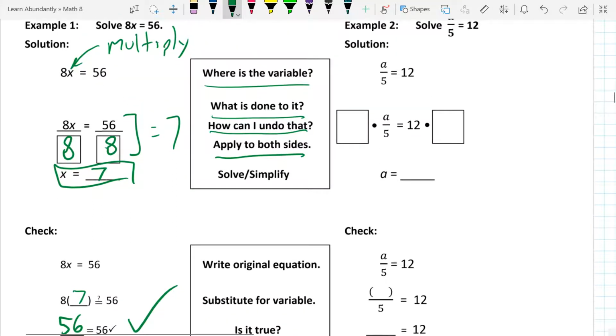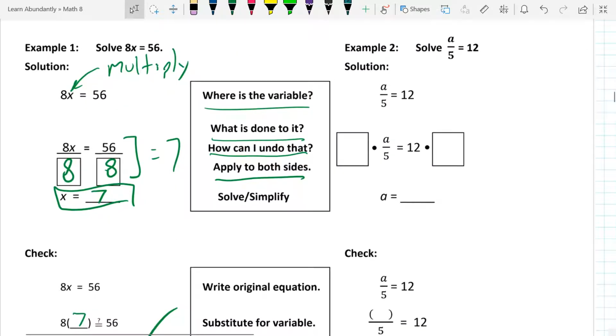In example 2, we have a, and then it's over a 5. So what is being done to that a? It's being divided by 5. So what is the opposite of dividing by 5? We're going to multiply by 5. 5 times. And we need to do that to both sides.